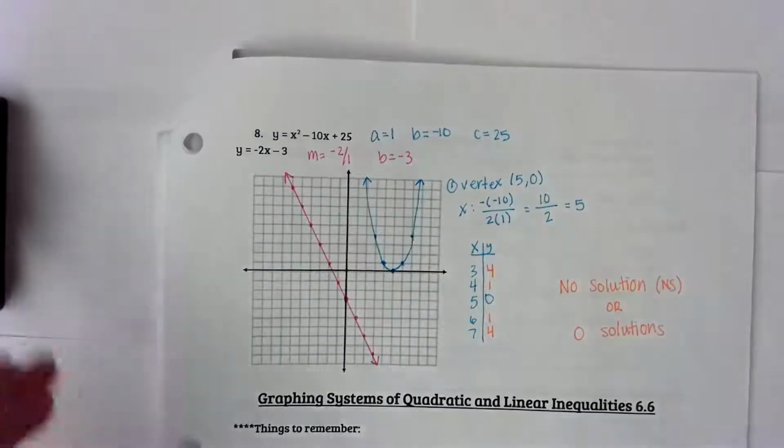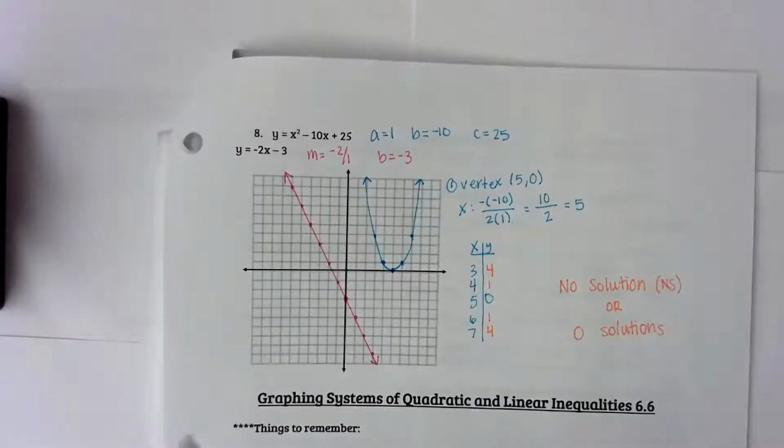Okay, so not too terrible. Like I said, you're just combining the quadratics with the systems. You don't actually have to say what those points are or anything, just the number of solutions.